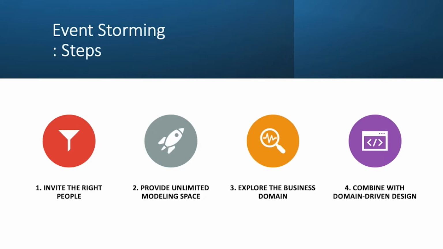Now for the meat and potatoes part of the workshop. Together, the group explores the business domain to unveil a comprehensive process. There are three main components of the event storming model: domain events, commands, and aggregates.